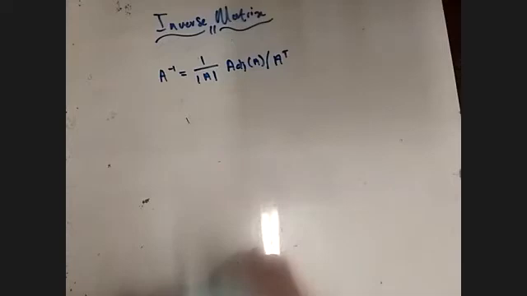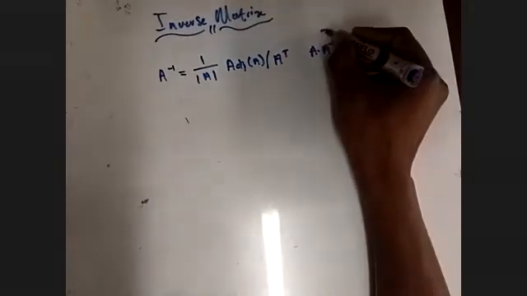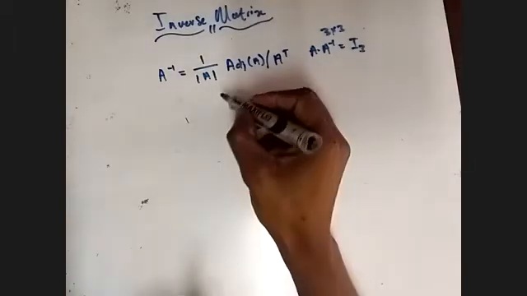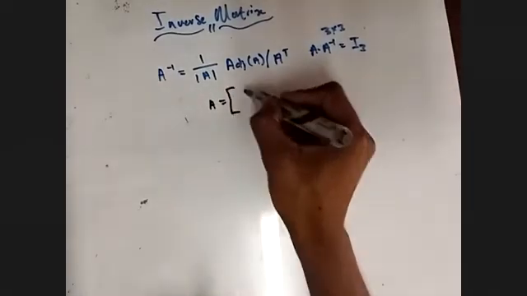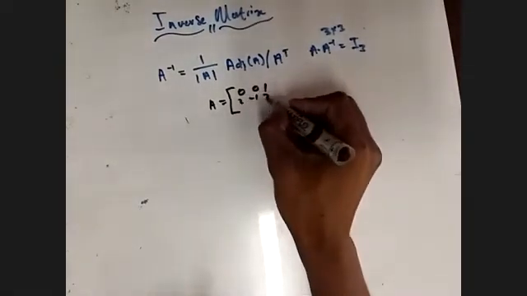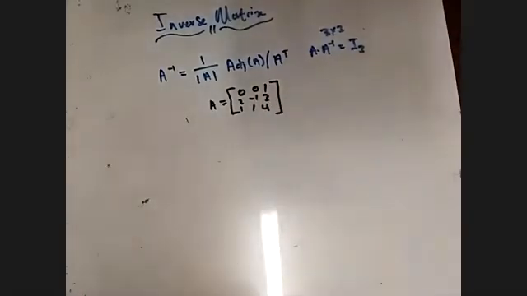And remember, always remember that A multiplied by A inverse will always give us I3 for a 3 by 3. So I've got A. Let's say it's given by 0, 0, 1, 2, negative 1, and 3. Then let's have 1, 1, 4. So the inverse in this case will be given by.